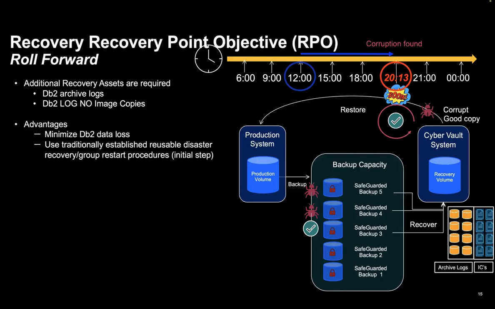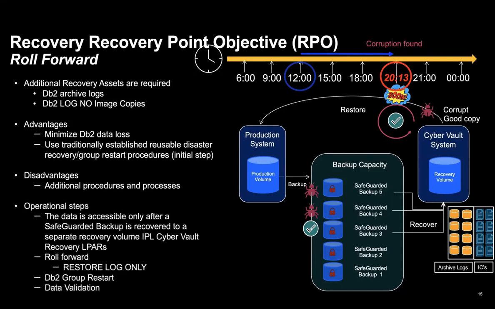The advantage of it is you minimize DB2 data loss. You're reusing the base technology of bringing things up as the initial step. But now the disadvantage, or what I should have called it, opportunities: you need to develop additional procedures and processes over top of the traditional safeguarded copy to be able to roll forward. Those assets need to be available either in the cyber vault or another immutable environment that a cyber vault can access.